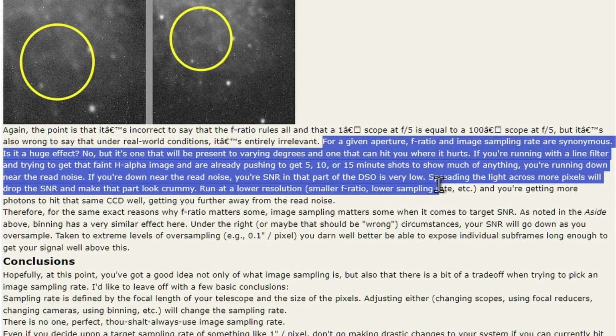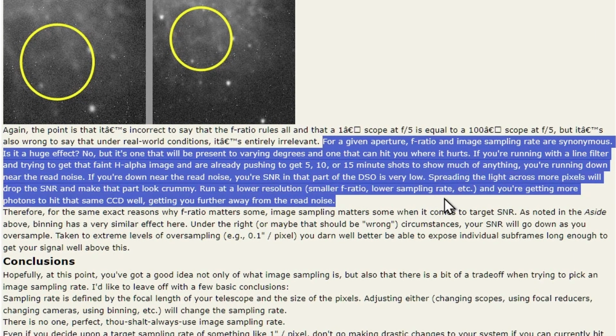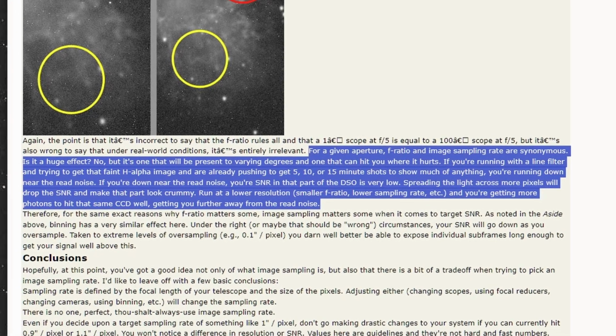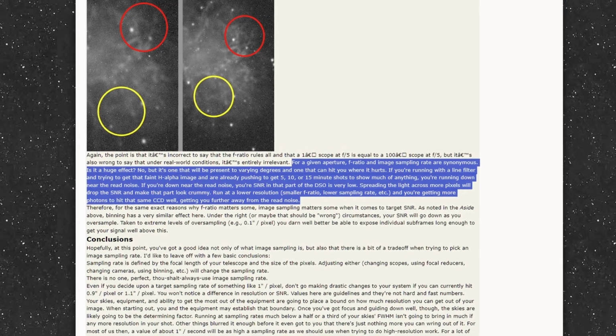Is it a huge effect? No, but it's one that will be present to varying degrees and one that can hit you where it hurts. If you're running with a line filter and trying to get that faint H alpha image and are already pushing to get 5, 10, or 15 minute shots to show much of anything, you're running down near the read noise. If you're down near the read noise, your SNR in that part of the DSO is very low. Spreading the light across more pixels will drop the SNR and make that part look crummy.